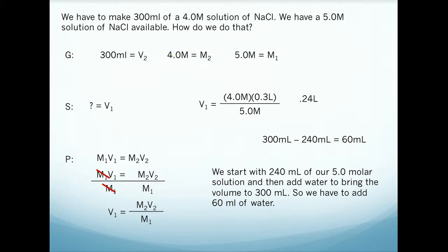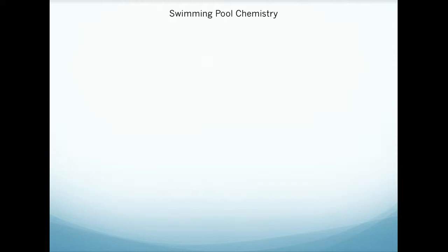Now I get the question all the time, how does this apply to real life? How are we ever going to use this in real life? Well, one application of this is swimming pool chemistry. So if you ever in the future grow up and you have a pool where you are responsible for taking care of it, you're going to need to know a little chemistry to do that. Sometimes the pH of your pool gets off. The pH of your pool should be around 7.